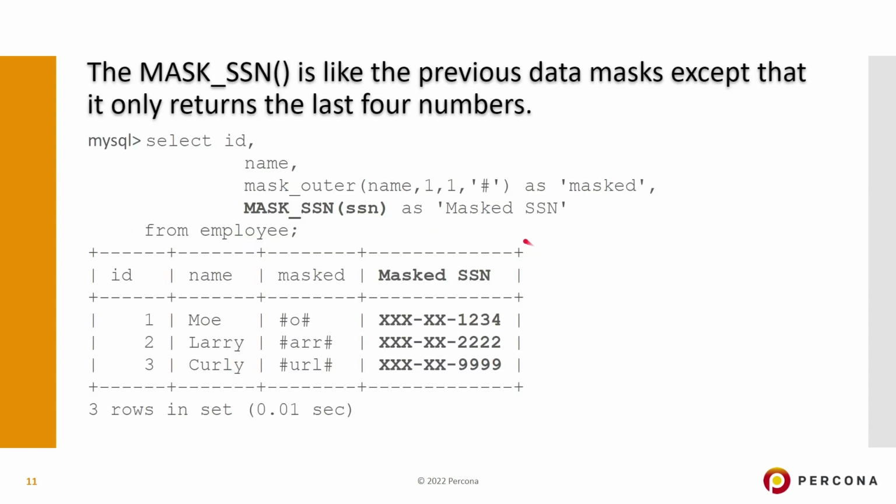And when we go to get our information, notice here that I'm selecting the data we want out here. I type in mask_ssn as mask_ssn. Notice that we're only getting the last 4 digits of the Social Security number.